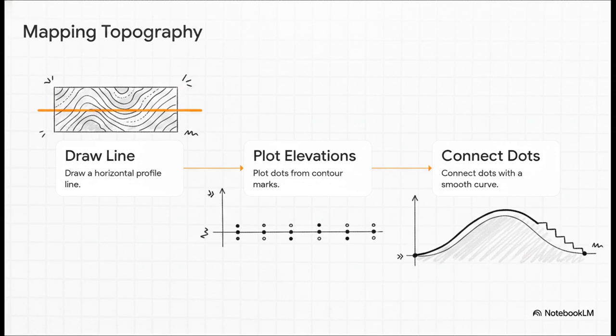The process is pretty systematic. You draw a horizontal line matching your map slice, plot the elevations based on the map's contour intervals, and then connect the dots. But the absolutely crucial thing to remember here is that nature isn't a series of flat, jagged stairs. When you're connecting those dots, it's gotta be a smooth curve. Hilltops naturally go smoothly above the highest contour lines, and valleys dip just below the lowest ones.